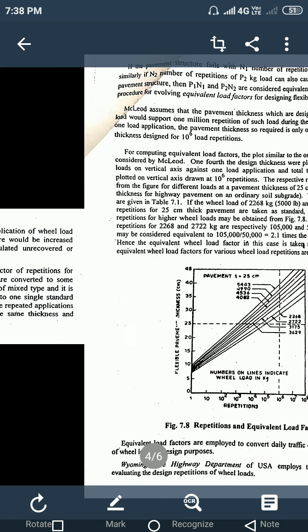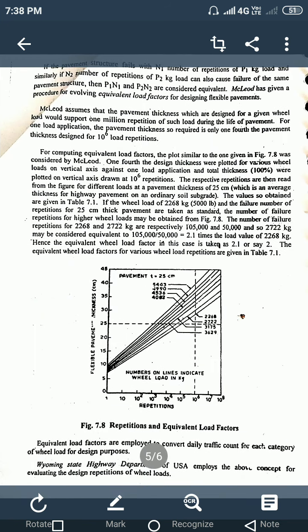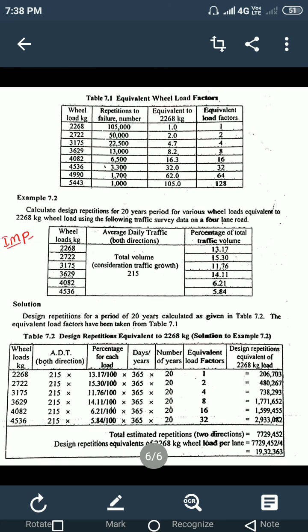Just go through the theory that I have attached here. You may expect a problem based on the calculation of design repetitions, so we can discuss this calculation of design repetitions. Let us discuss, what have they given? Calculate the design repetitions for a 20 years period for various wheel loads.